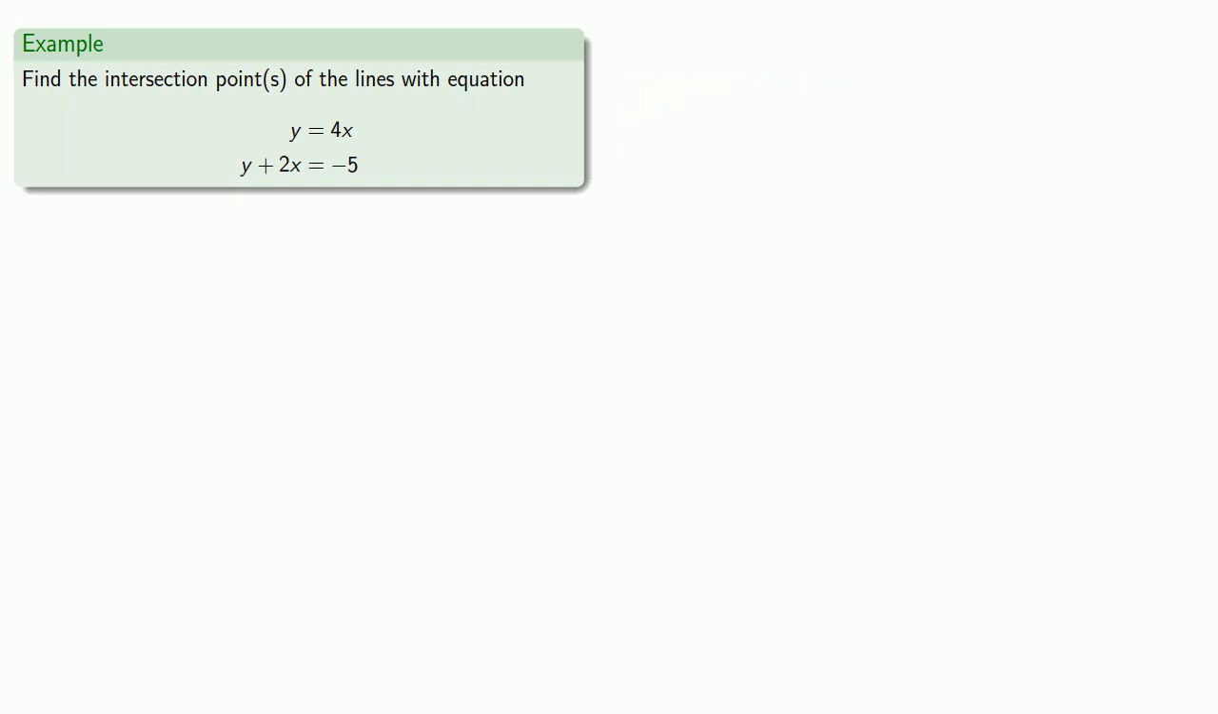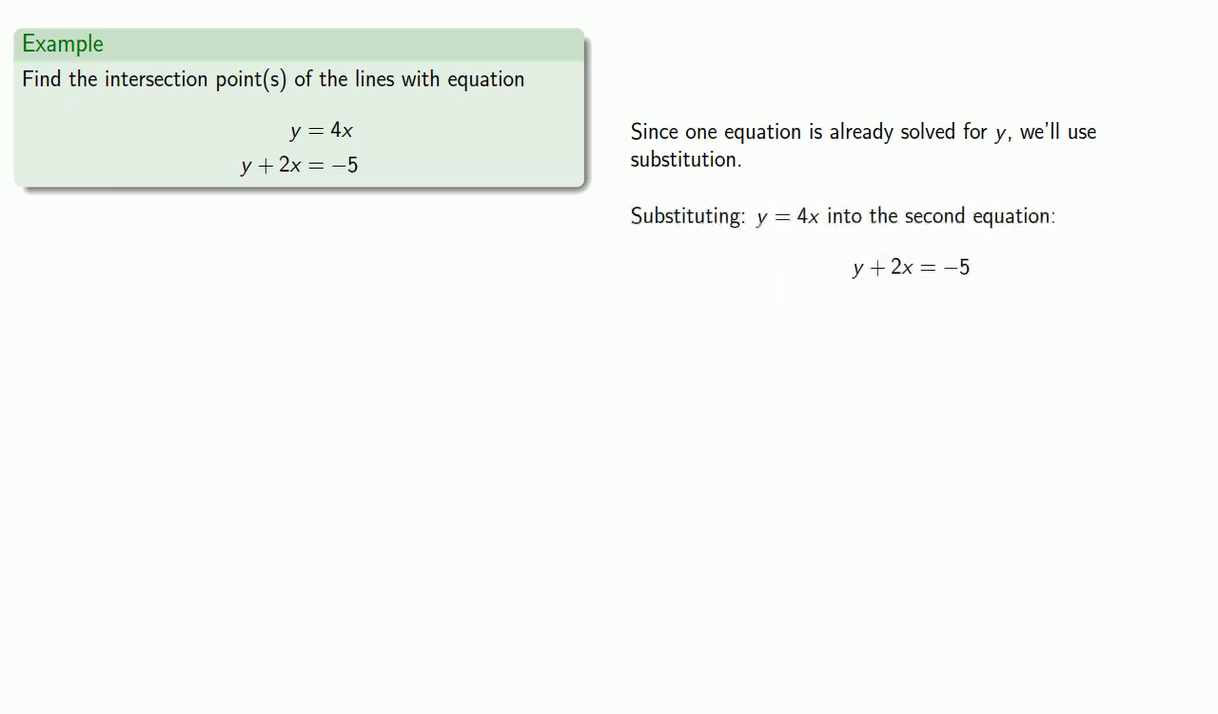Now remember, there's two ways of solving systems of equations. We can either use the addition method, or we can use the substitution method. In this particular case, we might notice that one equation is already solved for y. And since one equation is already solved for y, we'll use substitution. So we can substitute y equals 4x into our second equation, and solve, which gives us our x coordinate.